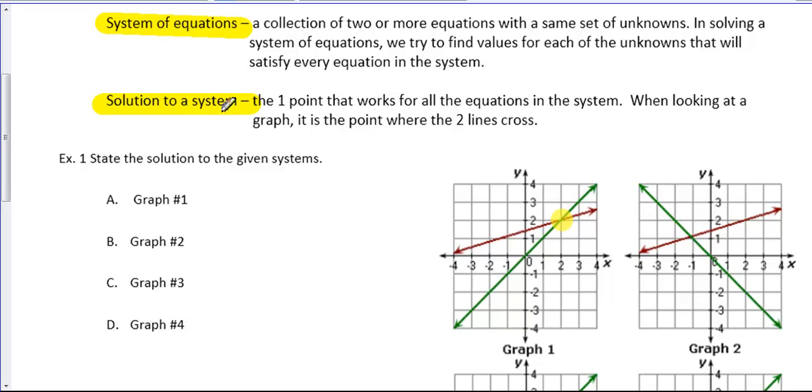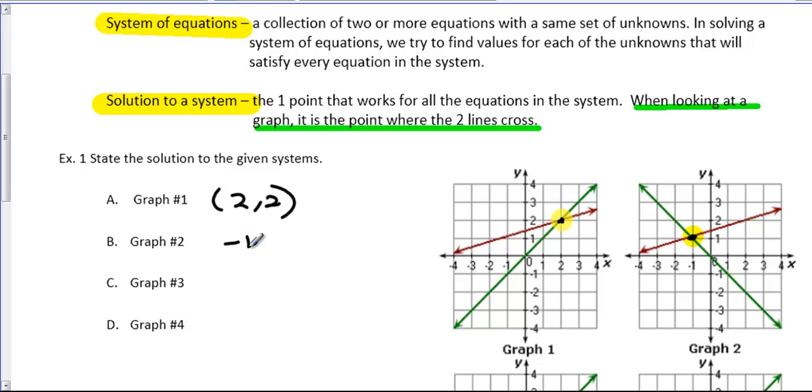Once again, the solution to a system when looking at a graph is where the two lines cross. So right here, and all we have to do is write that ordered pair. They cross at the point 2, 2. That is the solution to that system. Let's move on to the next one. Graph number 2 is meeting right there. It's a little bit off actually, but the drawing should be right there, and that's at negative 1, 1.